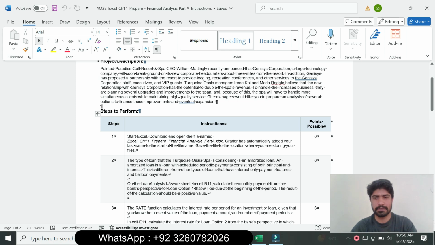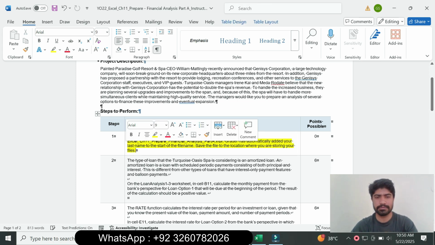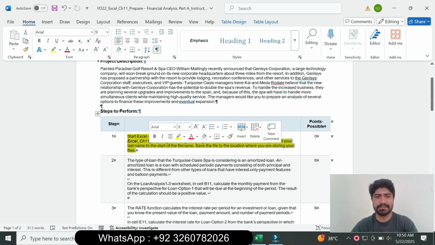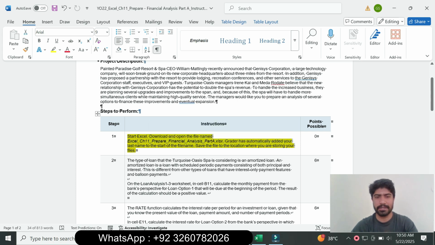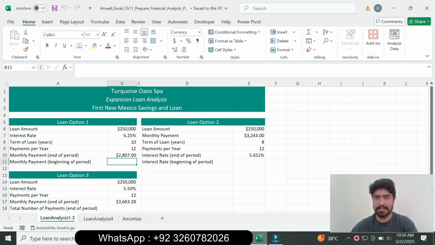So we move to the main project, step number 1. Step number 1 is to start Excel, download and open the file named Excel Chapter 11 Prepare Financial Analysis Part A. Creator automatically added your last name to the beginning of the file name. Save the file in the location where you are storing your files. So go to the Excel worksheets. I have already downloaded the Excel file.